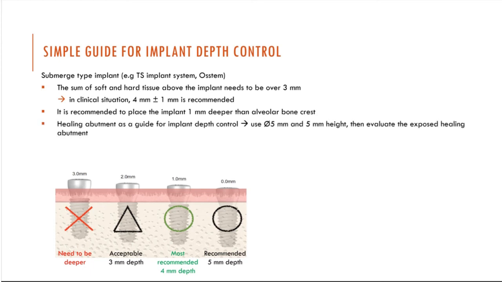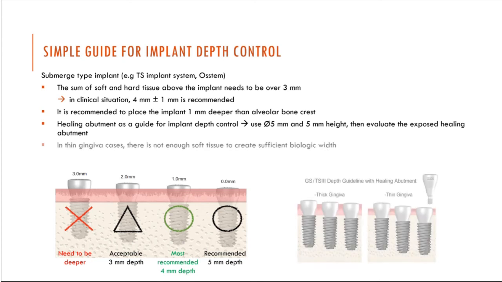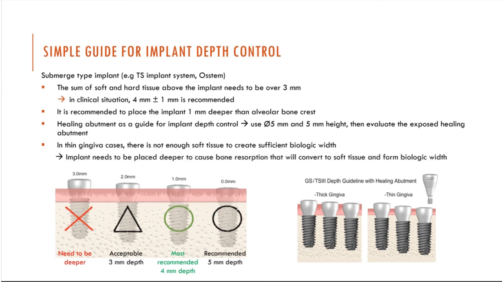A healing abutment can be used as the guide for implant depth control. So we choose the 5 mm diameter with the 5 mm height healing abutment. Then we evaluate the exposed healing abutment above the soft tissues. In thin gingival cases, there is not enough soft tissue to create sufficient biologic width. So the implant needs to be placed deeper to cause the bone resorption that will convert to soft tissue and form biologic width.